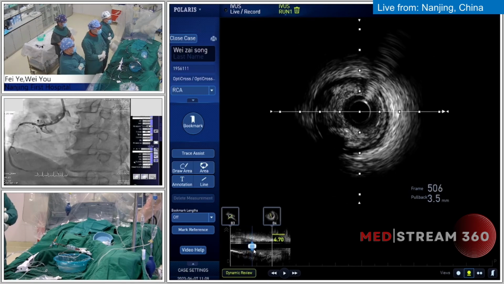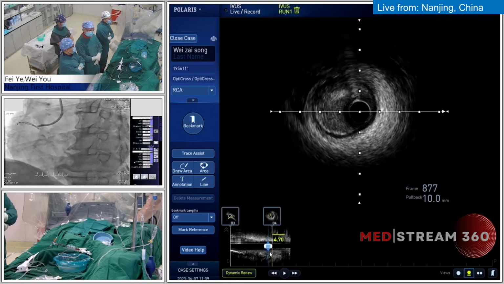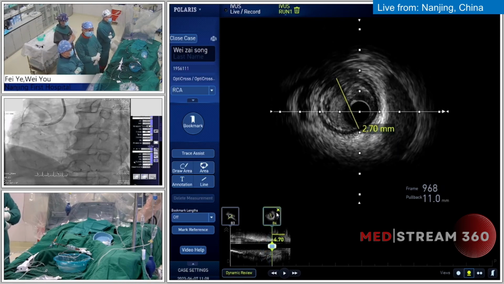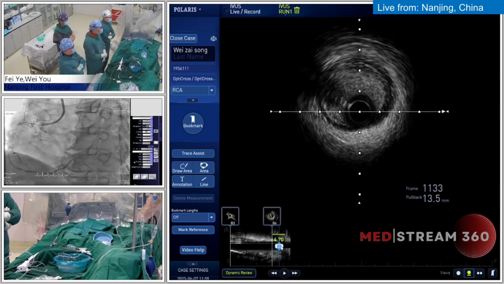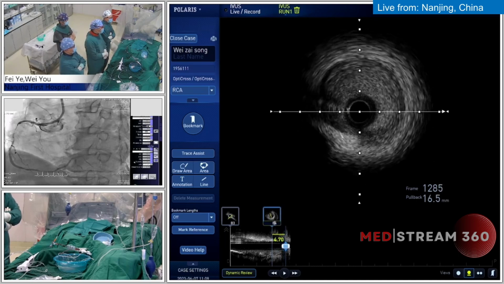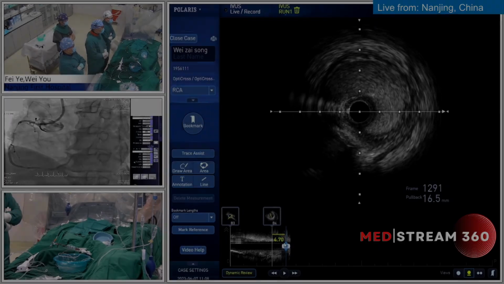This is the proximal RCA. This is the leaflet plaque. Then go on here, near the guiding, we can see the vessel diameter is just 2.7 millimeter. Then pull back, the vessel is about 3.5. Okay, this is the baseline IVUS imaging.